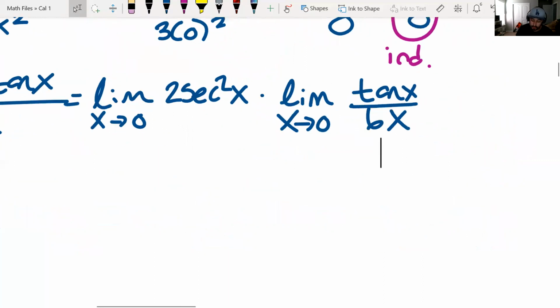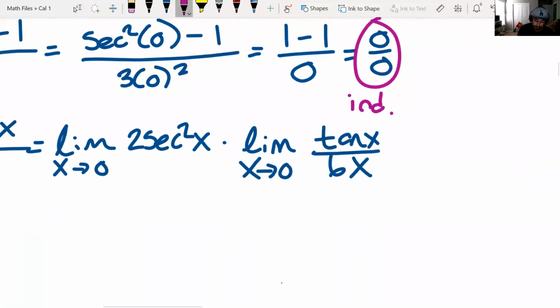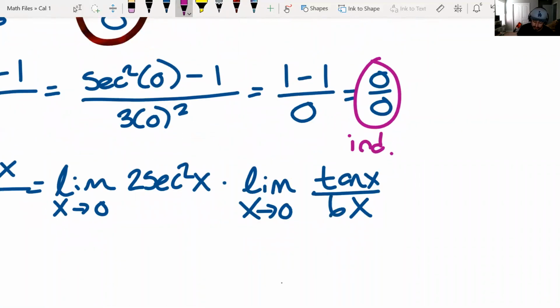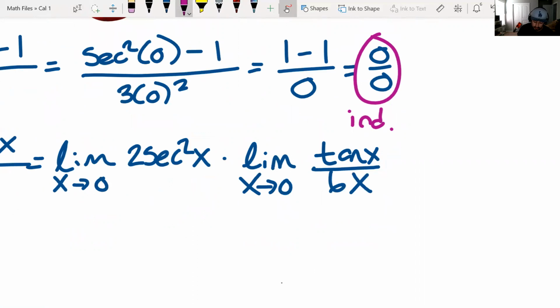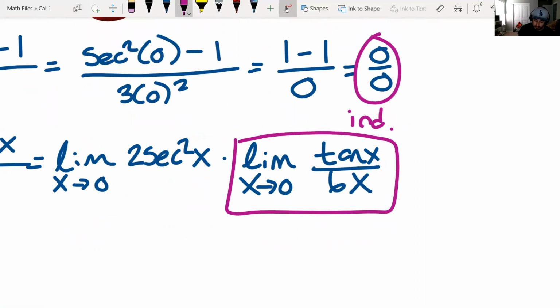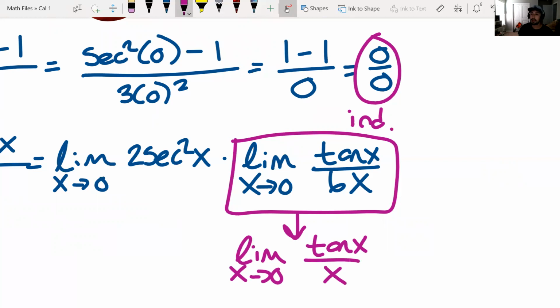So now what you should probably notice is that this limit expression looks like something we've seen before. The limit as x approaches 0 of tangent x over x. And that just equals 1. That just equals 1.